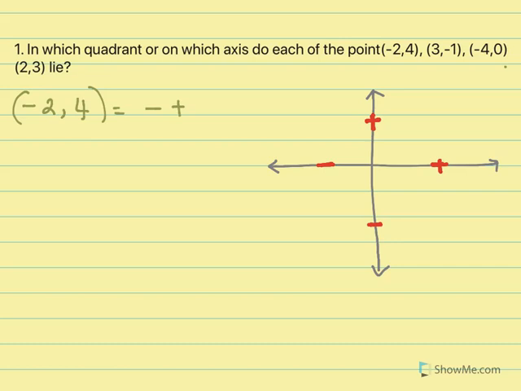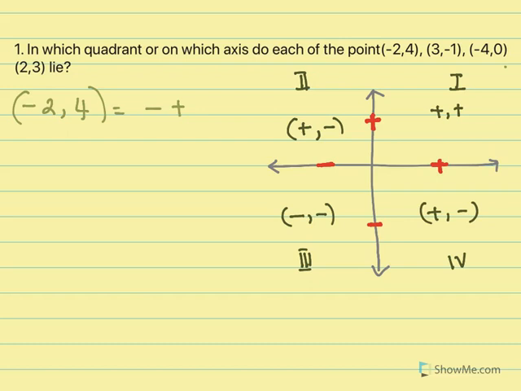So if you look up here, I put the quadrants. This is the first quadrant. Here is the second, third, and fourth. The first quadrant is positive, positive. The second quadrant is negative, positive. The third quadrant is negative, negative. The fourth quadrant is positive, negative.